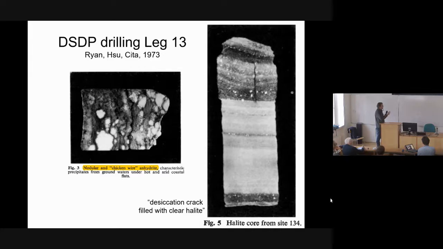And therefore, this apparent crack in the salt core extracted from this drilling suggests that this halite, this salt pan, was exposed to the air. So that would imply, and this is how the authors interpreted this, that this was exposed to subaerial conditions at high temperature.